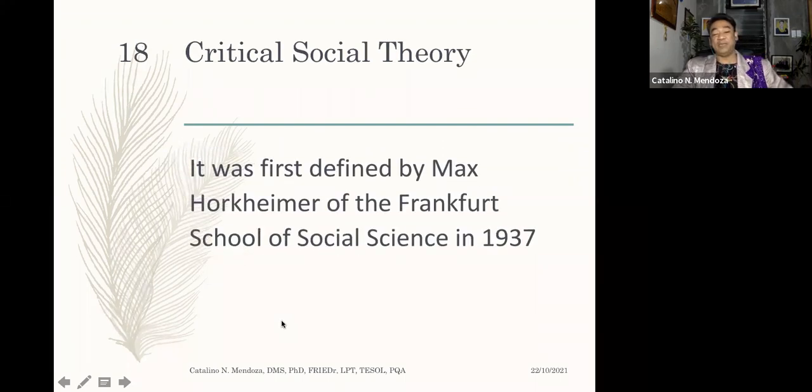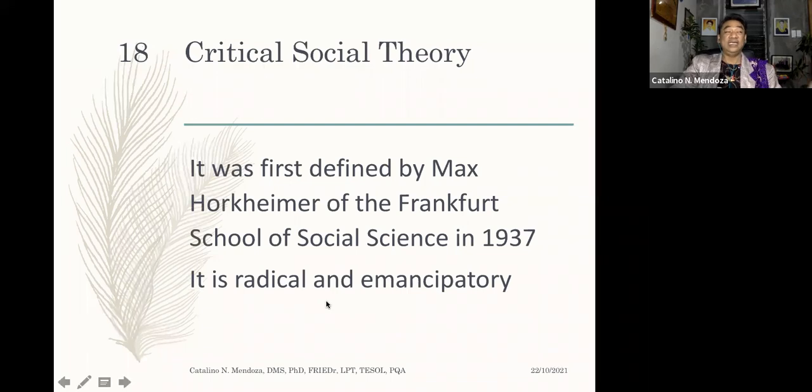So it was first defined by Max Horkheimer of the Frankfurt School of Social Sciences in 1937. It is radical and emancipatory. So take note of the word radical. It has something to do with the focus of attention should be derived from what is existing. And also, of course, it has something to do with how a certain community developed to a certain extent. So that is why social science, social theory, it has something to do with a certain community, a group of people that operates on the same wavelength.